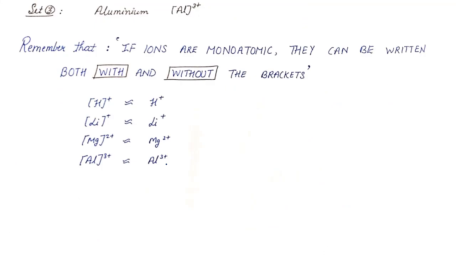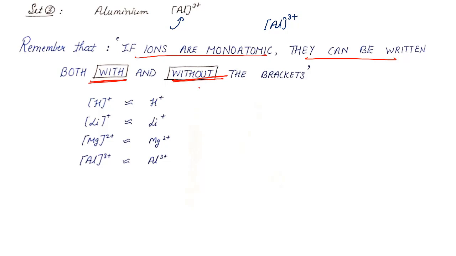Moving further, I have the third set which consists of aluminium. So aluminium is the ion having +3 charge. Now see, I have written that if the ions are monoatomic, monoatomic means there is just one atom, so either you write them with the bracket or you write them without the bracket, that is one and the same thing.